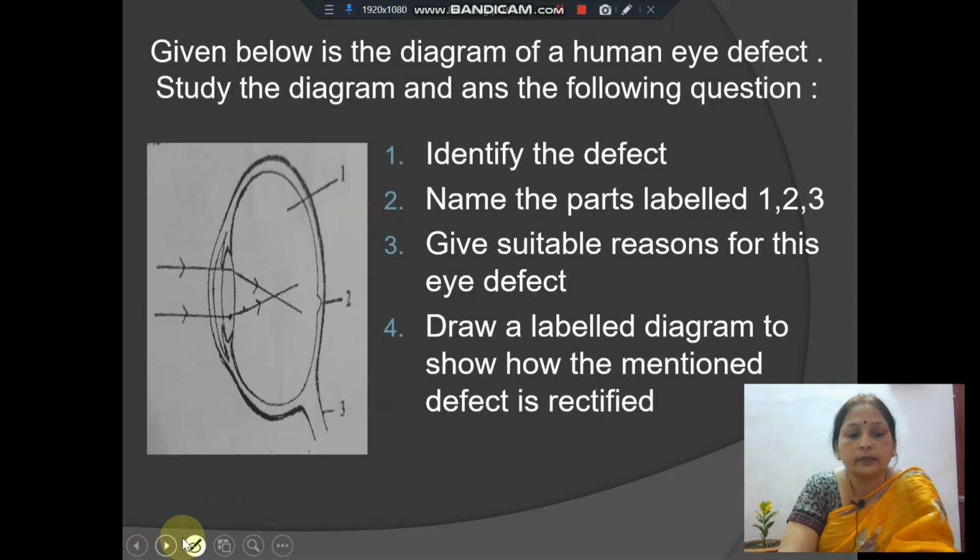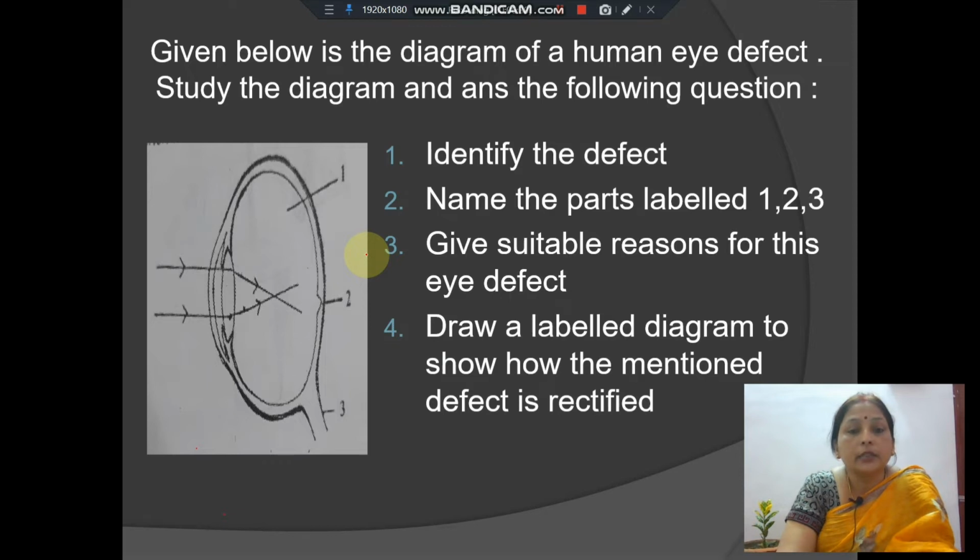Next slide. Given below is the diagram of a human eye defect. Study the diagram and answer the following questions. Identify the defect. Now you can see the image formed. The image formed is in front of the retina. Since the image is formed in front of the retina, not on the retina, it is not reaching the posterior end of the eyeball. So the defect is myopia or short-sightedness.